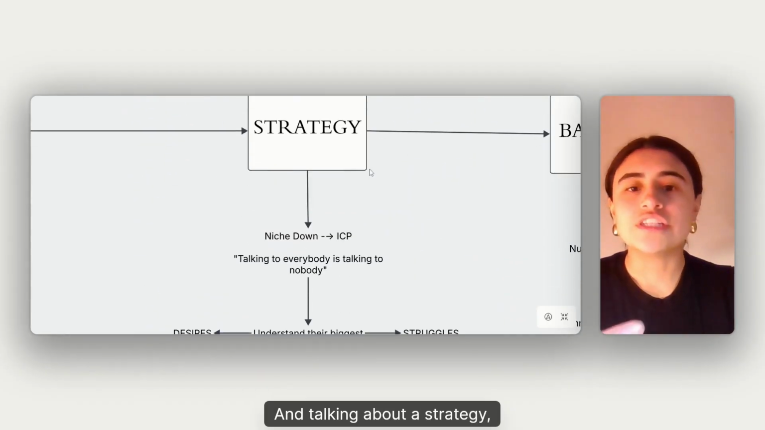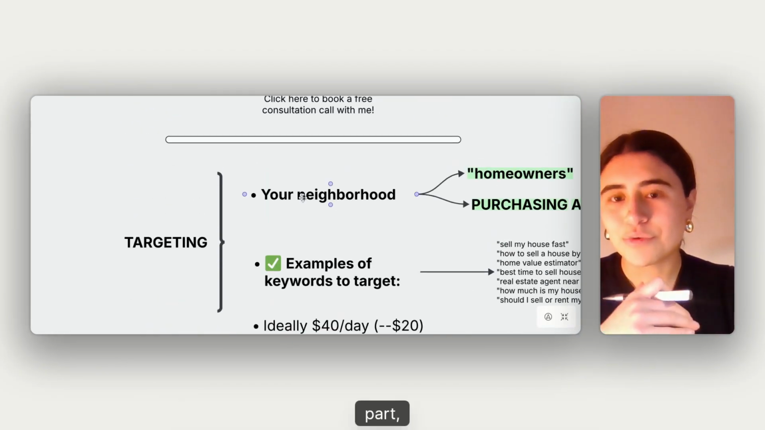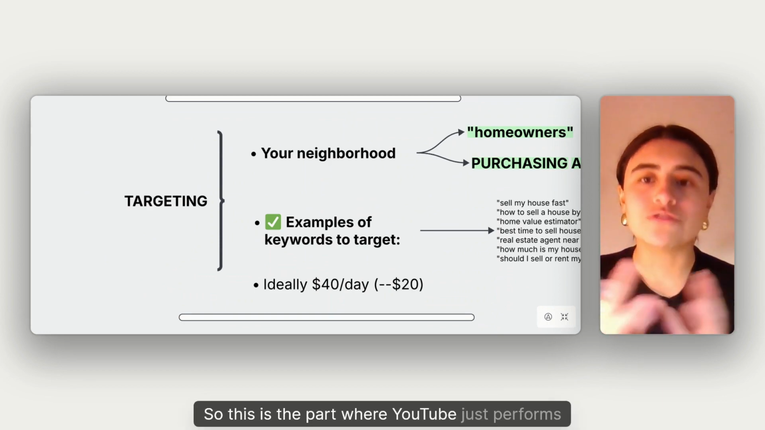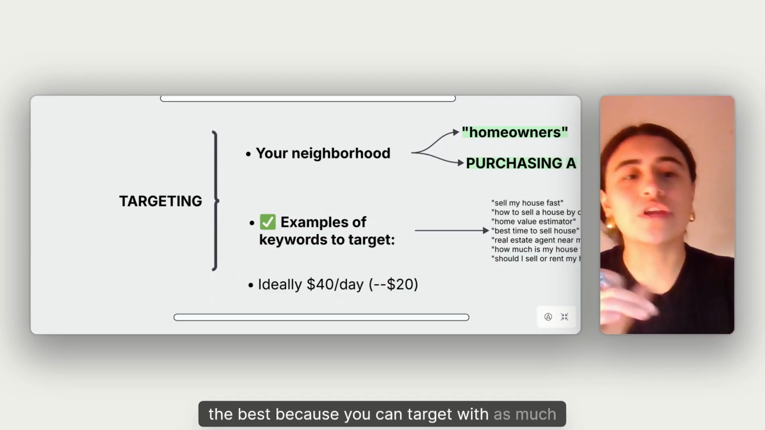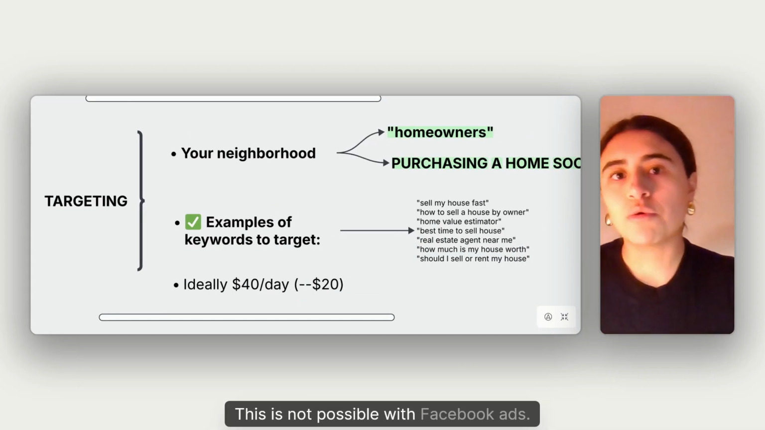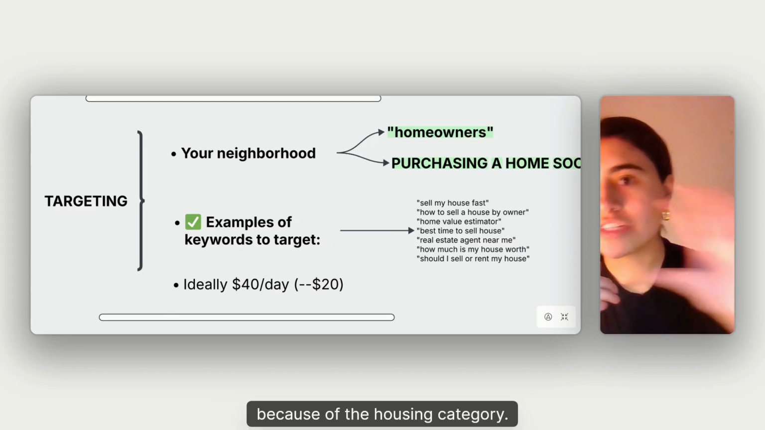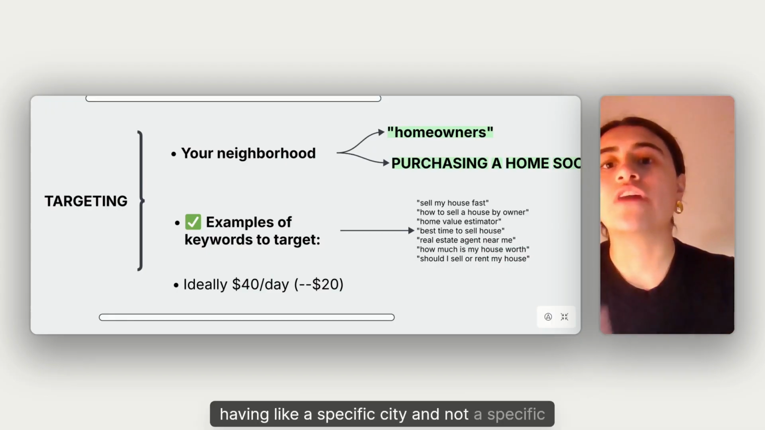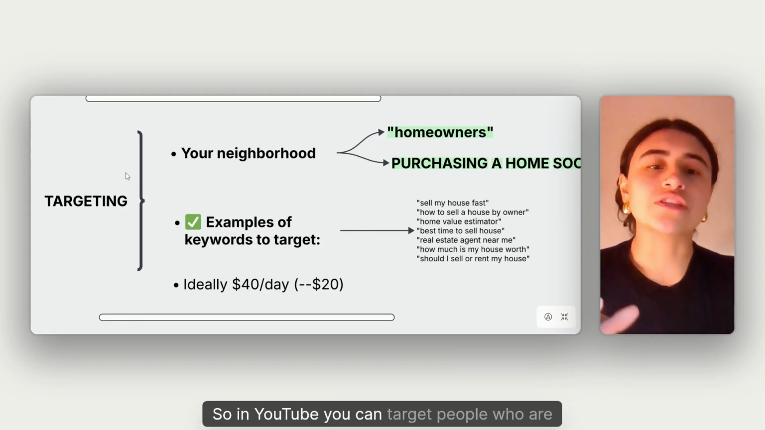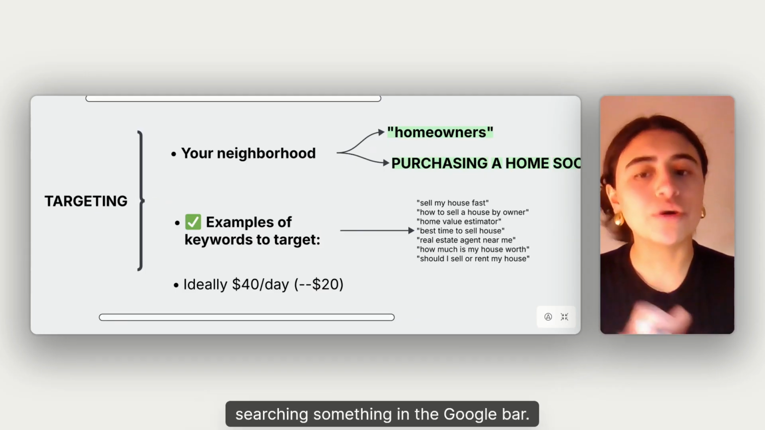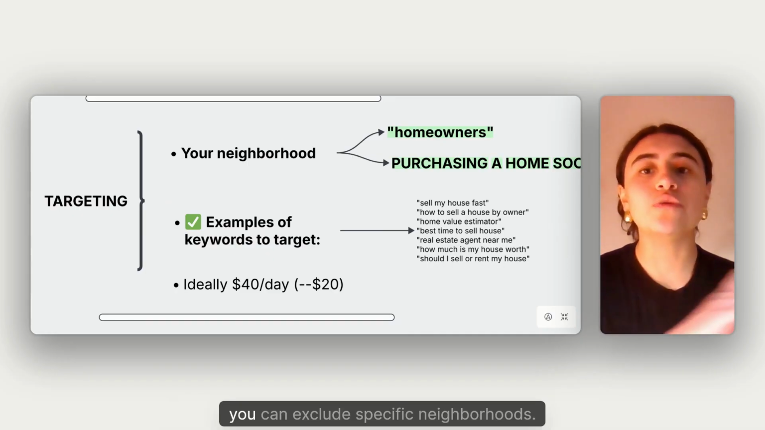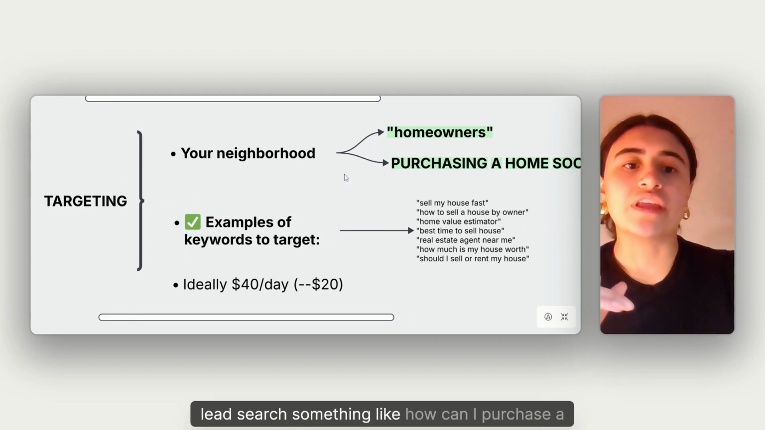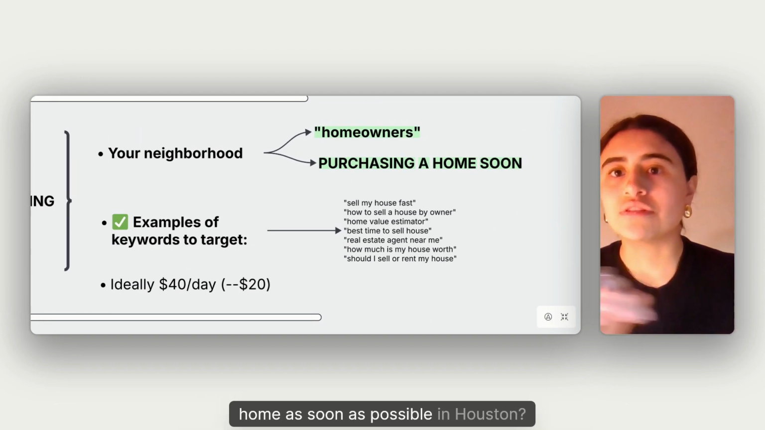And talking about strategy, we don't have to forget one of the most important parts, which is how you target the people you're trying to reach. This is the part where YouTube performs the best because you can target with as much detail as you can. This is not possible with Facebook ads. Because of the housing category, you are limited to a specific city and not a specific neighborhood. On YouTube, you can target people who are searching something in the Google bar, and you can also target specific neighborhoods, and you can exclude specific neighborhoods. So it's really important because if a possible lead searches something like, how can I purchase a home as soon as possible in Houston?